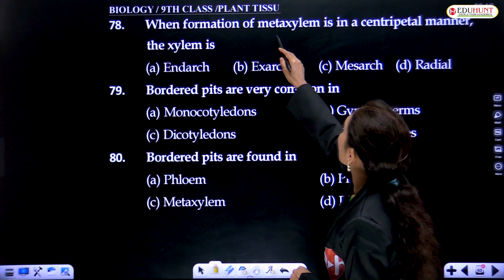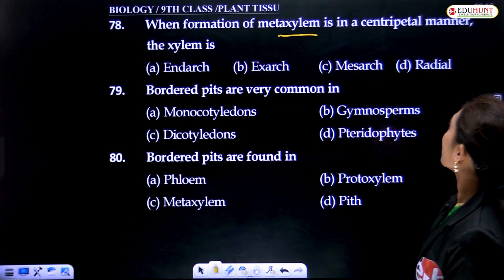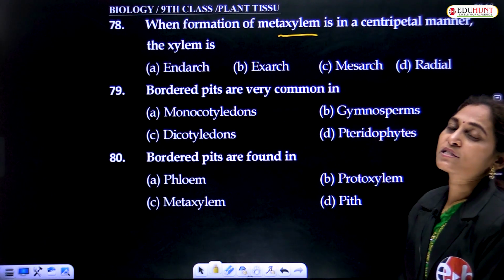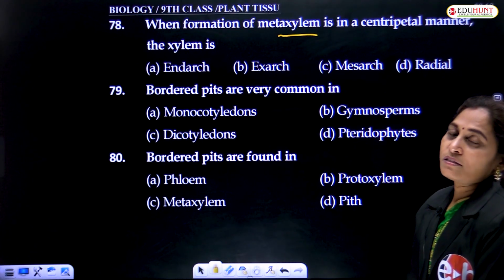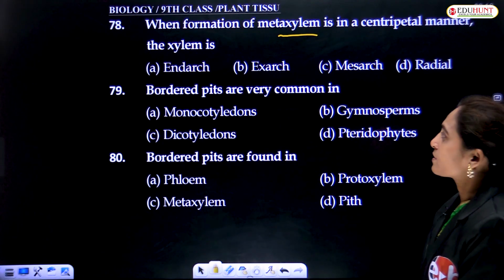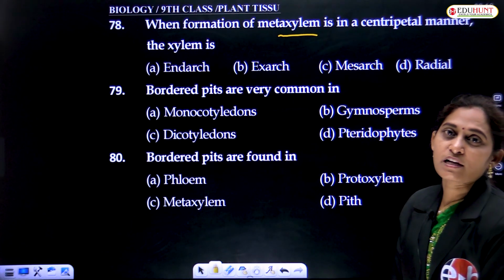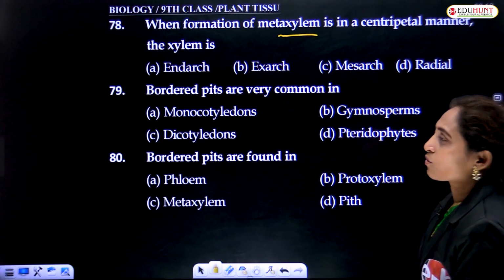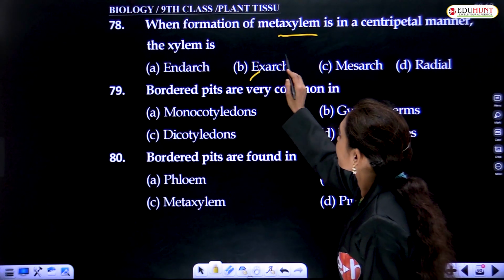When formation of metaxylem is in a centripetal manner, centripetal means towards the center, the metaxylem is at the center. If the metaxylem is at the center, where is the protoxylem? Away from the center. Then it is called exarch.